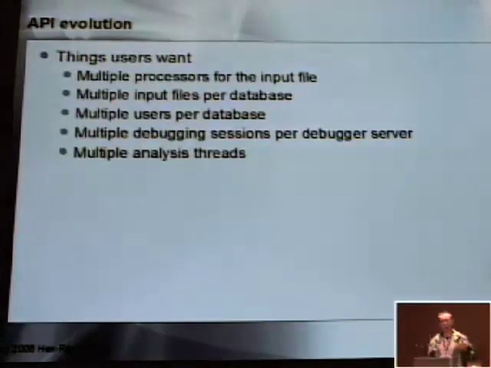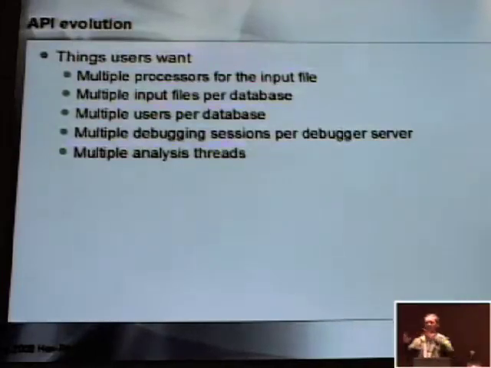And things that we can say for the future, things that we got some requests in these directions. I'm not saying that we will do all these things, but just something that we would not even think about: having multiple processors, input files, multiple users per database. Strangely enough, this request of having multiple users per database, so you have a server and multiple users connecting to the server and working on the same application, reverse engineering, it happens quite often.